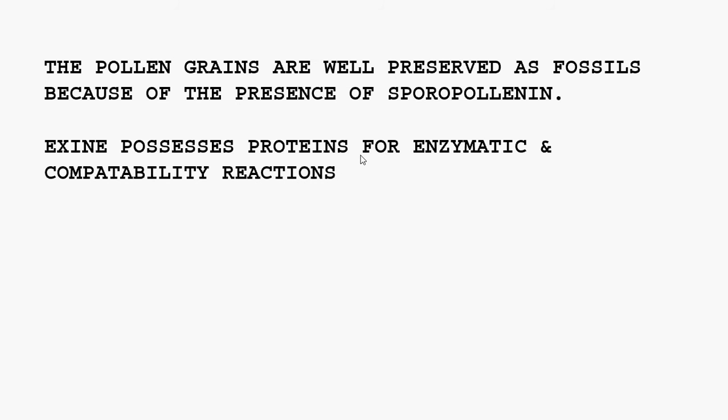Exine possesses proteins for enzymatic and compatibility reactions. Compatibility means suitable. This compatibility term is used in the pollen and pistil interaction that we can discuss later in the concept. When pollen is pollinated and shed onto the stigma, if it is suitable, that means compatible, then only it germinates on the stigma.